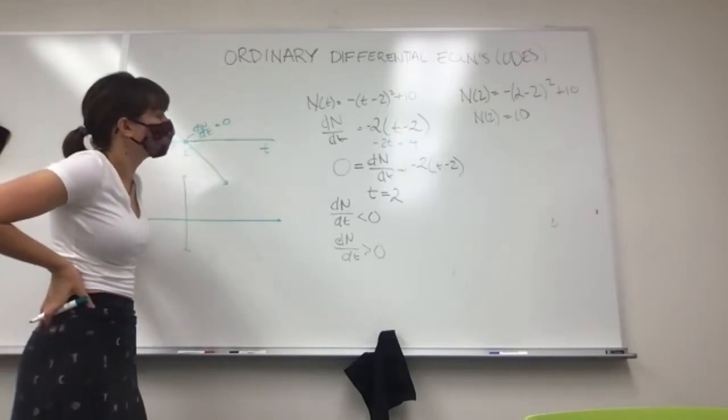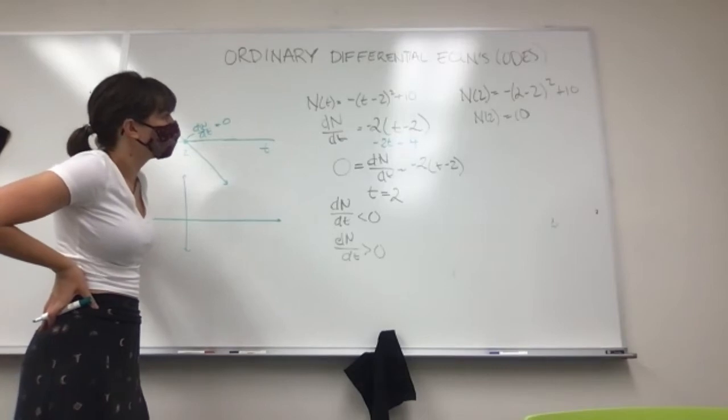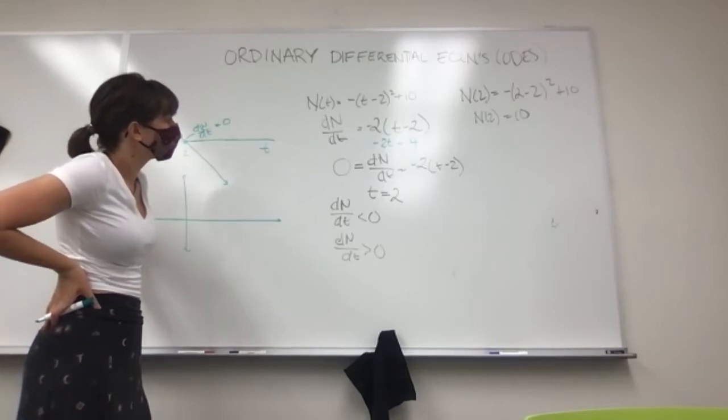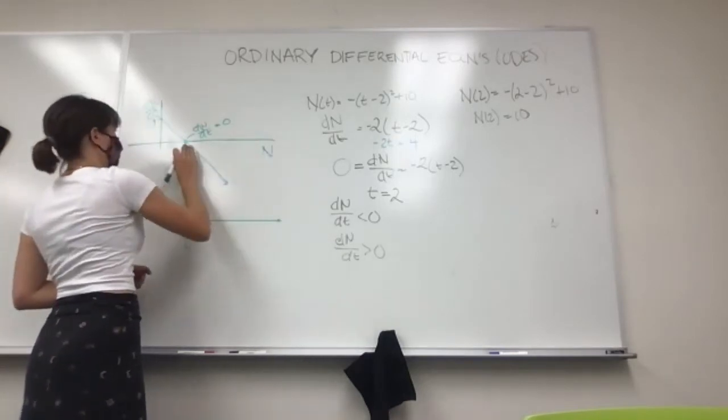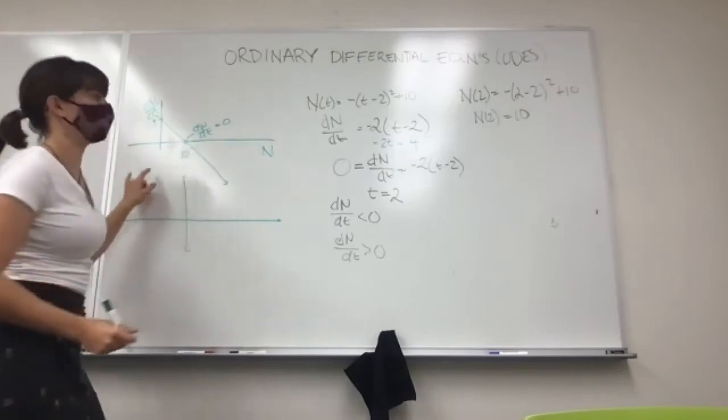The time is like a third axis. Here we have dn/dt and population on the x-axis. So it should be n on the x. Yeah, it should be. And then this is actually 10, if you want.